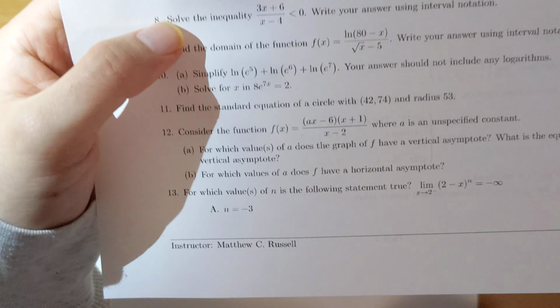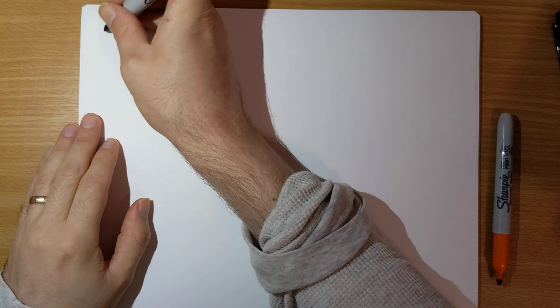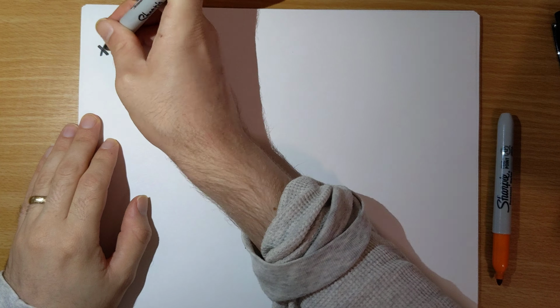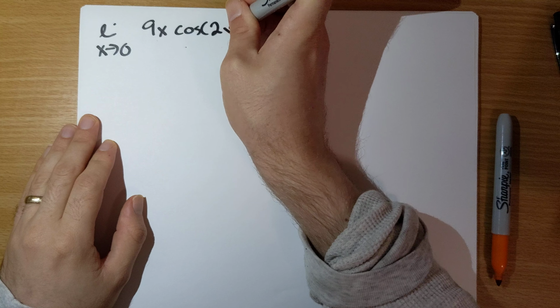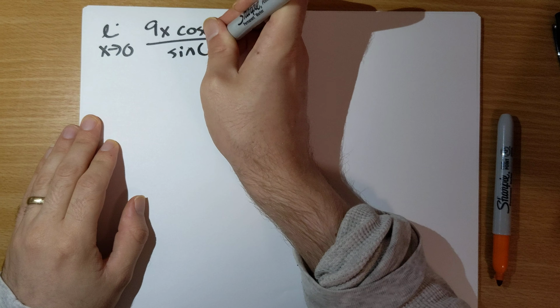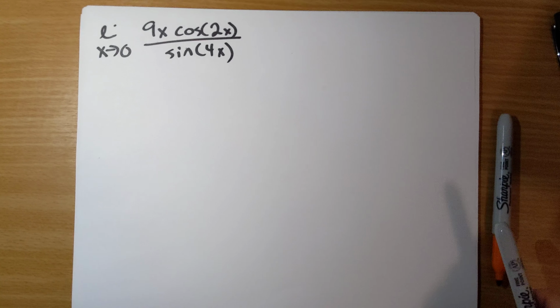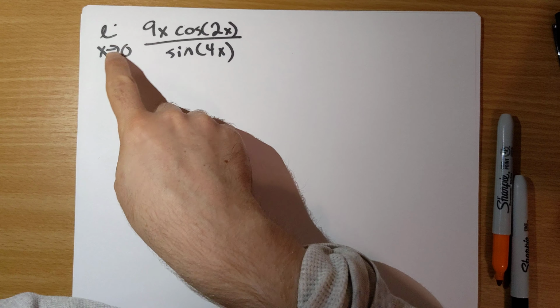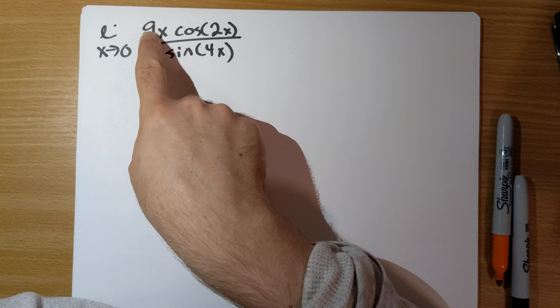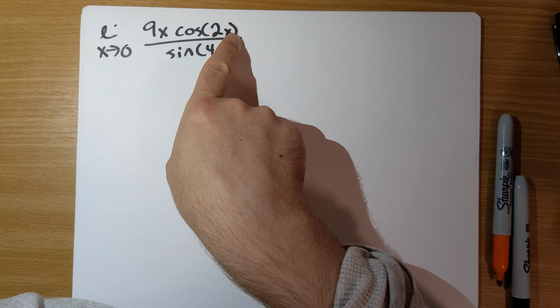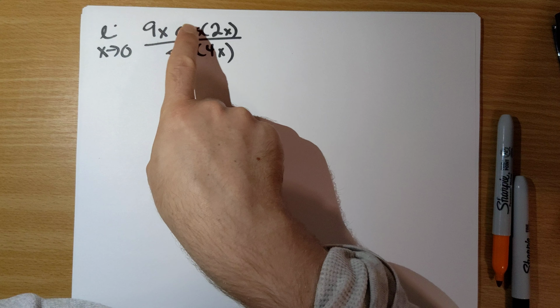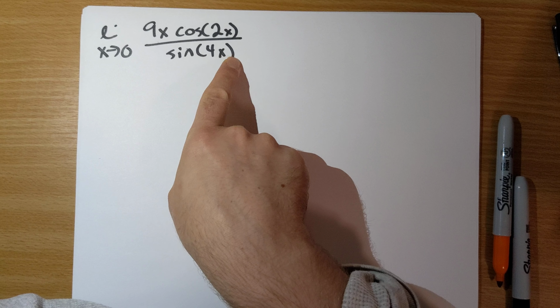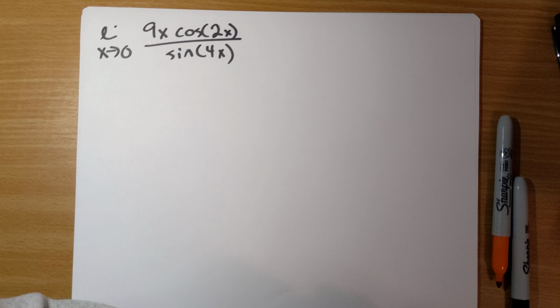So the last one is the limit as x goes to 0 of 9x cosine of 2x over sine of 4x. Okay, so once again, let's plug in x equals 0 here. 9 times 0 times cosine of 0, which is 1, so 9 times 0 times 1 is 0. Sine of 4 times 0, sine of 0, is also 0. So once again, we're at a 0 over 0 indeterminate form.